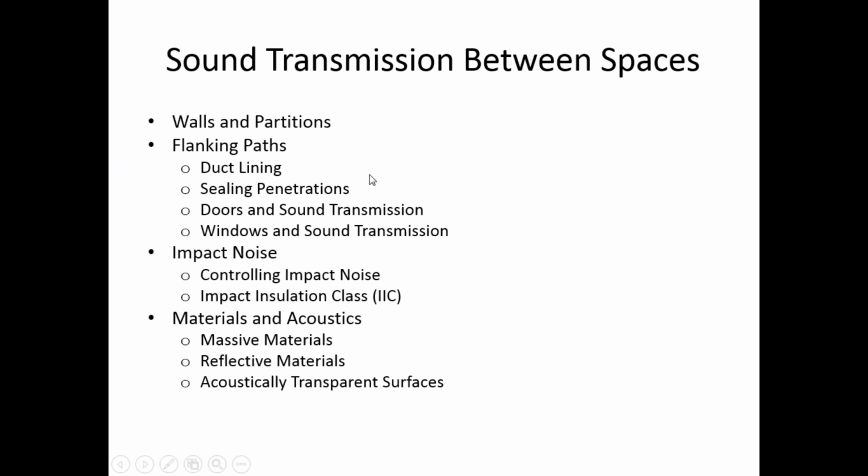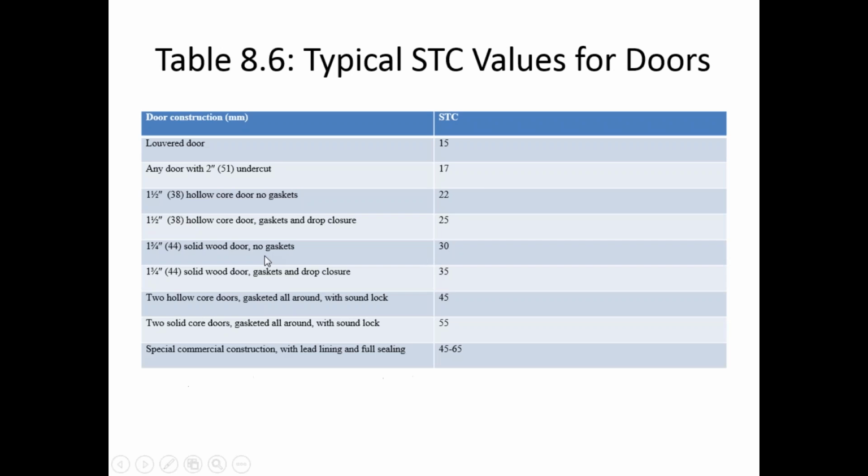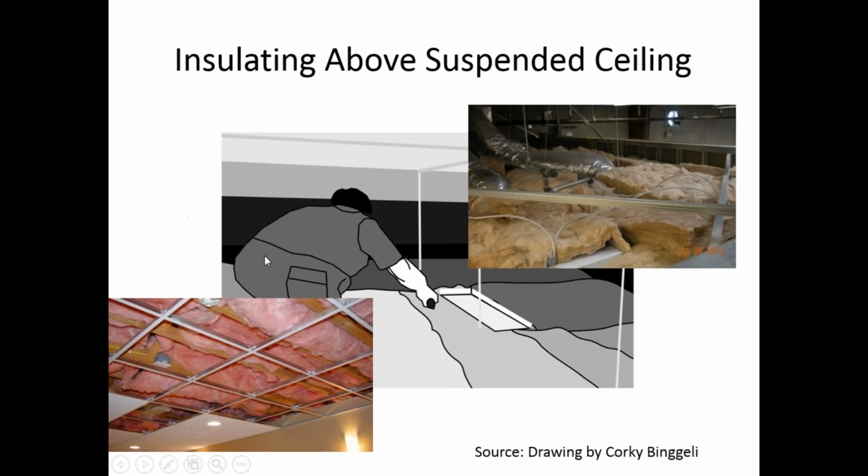Okay, so flanking paths. I want to skip ahead a little bit because we don't have that much time, because I want to cover your homework and I think there's going to be questions. Flanking paths, so thinking of duct lining, ceiling penetrations, doors and sound transmission, and window and sound transmission. This is one of the main things going forward.